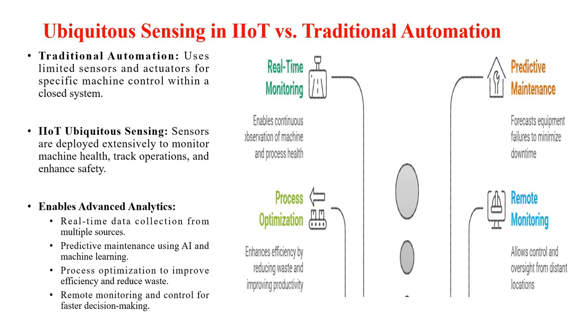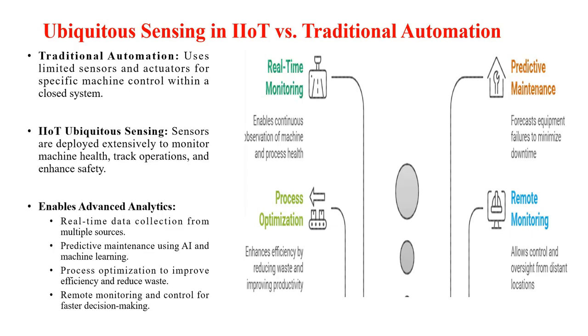So next we will see in detail what is ubiquitous sensing in industrial IoT versus the traditional automation. Here the traditional automation uses specific sensors and actuators for controlling critical industrial machines and processes. That is, it is limited to predefined operations and works within a closed system.